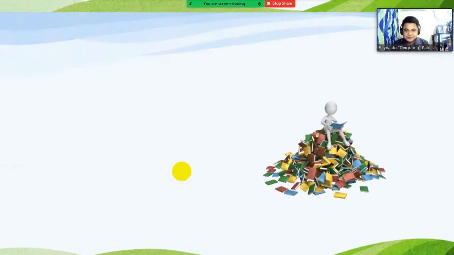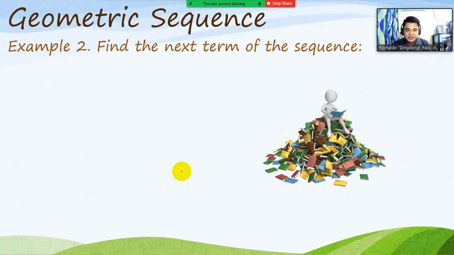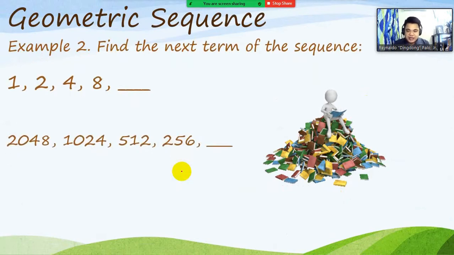Next, we have the geometric sequence. Find the next term of the sequence 1, 2, 4, 8. Okay, so let's start first with this one. What is the rule for geometric sequence? 1, 2, 4, 8. What do you think is the next term of the sequence? I'm hearing 16. So let's check if it's really 16.